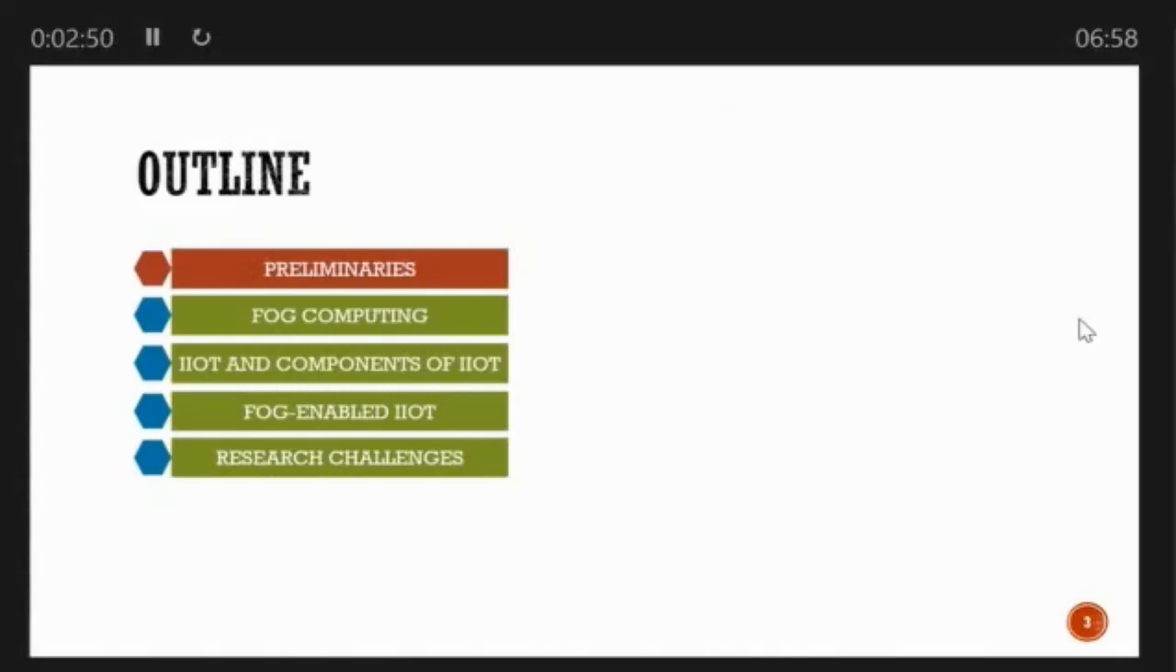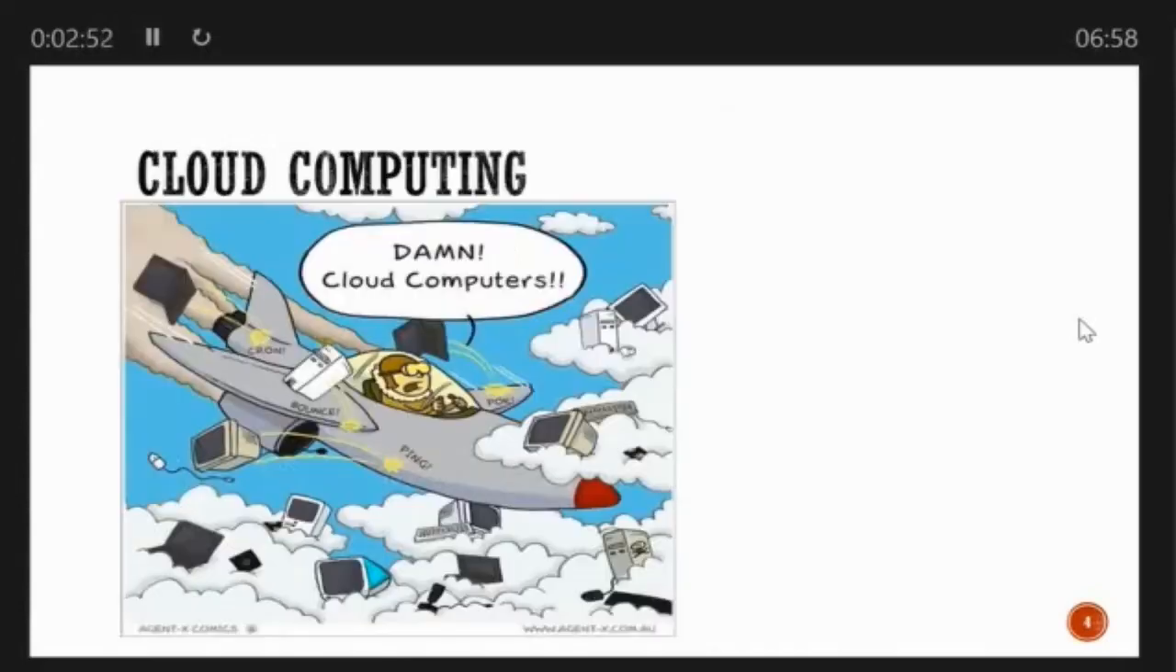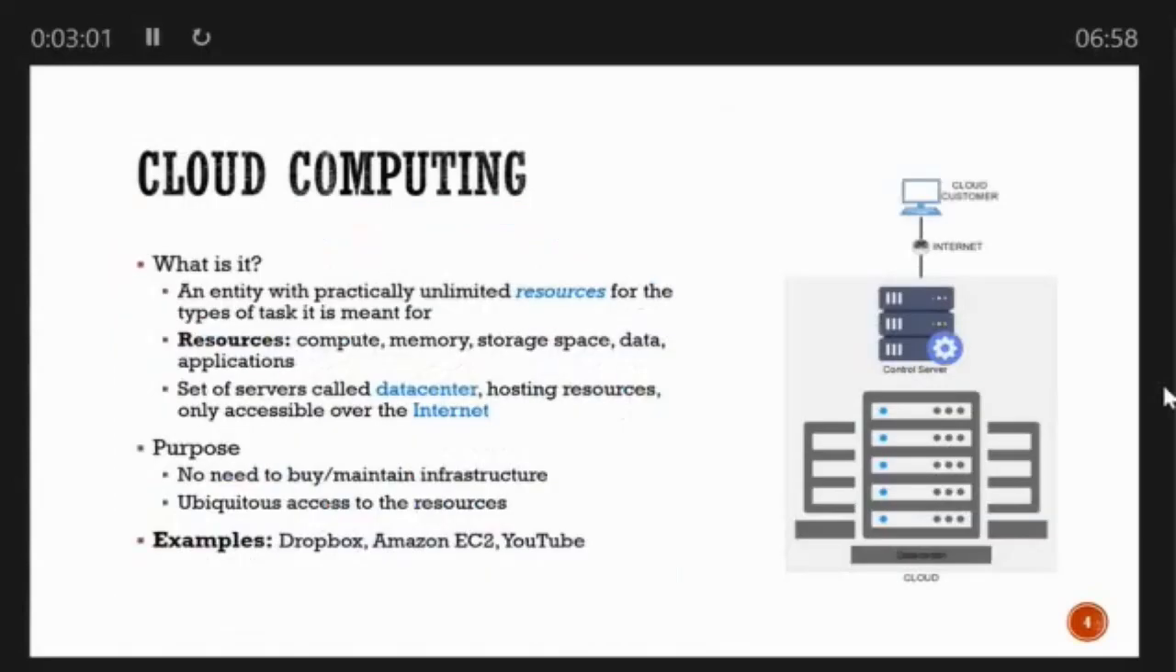I think by now you know what cloud computing is. Cloud computing is not what we are seeing right now on the screen, right? Cloud is actually a set of resources. Cloud will provide us resources such as computation, memory, storage space, data, and applications. All these resources are available through a set of servers known as a data center. And these resources are accessible over the internet. So these are the main attributes of cloud computing.